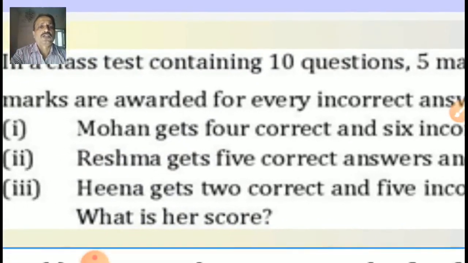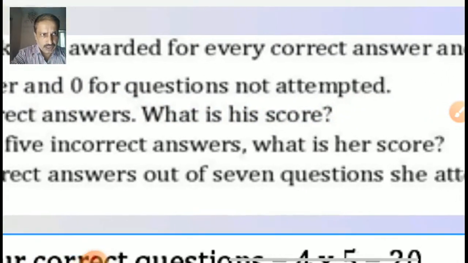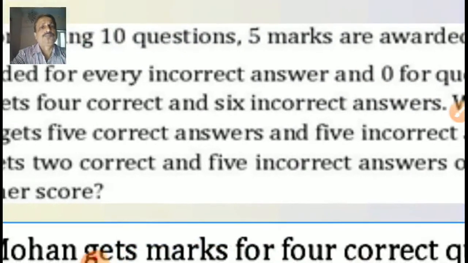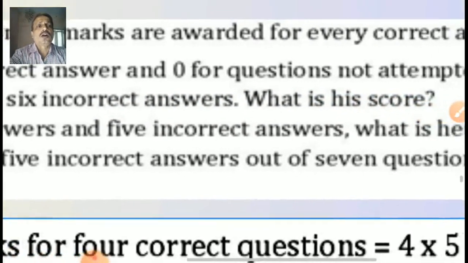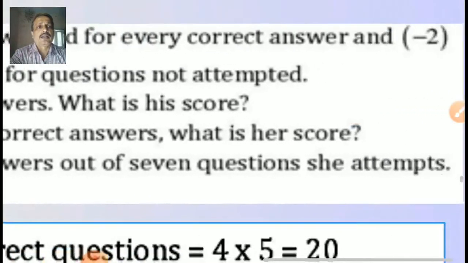2. Reshma gets 5 correct answers and 5 incorrect answers. What is her score? 3. Hina gets 2 correct and 5 incorrect answers out of 7 questions she attempts. What is her score?